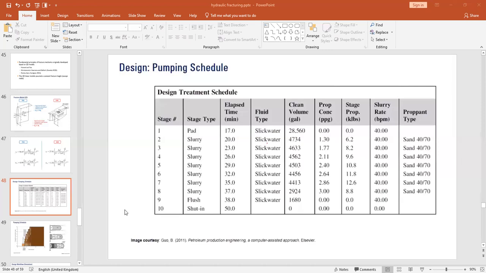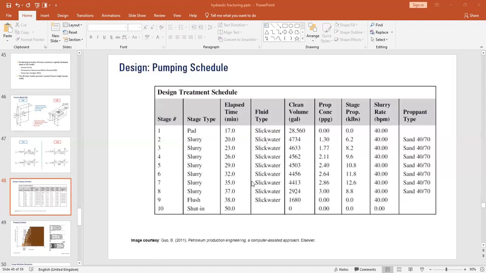So this is how a design looks like. You can actually get a picture of the design, right? There are about 4 stages in carrying out hydraulic fracturing. We have the pad stage, the slurry stage, the flush stage, and then the shut-in period. The slurry stage could be at different levels. The slurry stage is where you are pumping a proppant. So it has a particular time schedule for each.